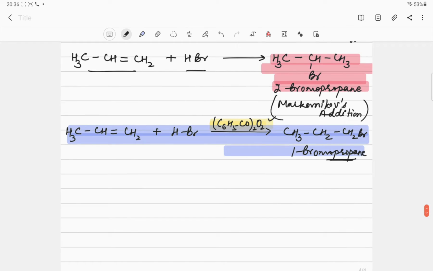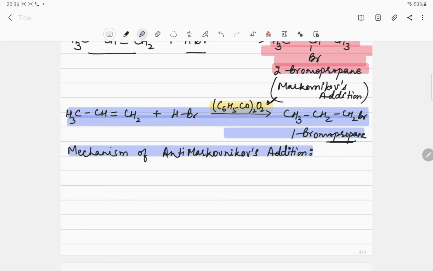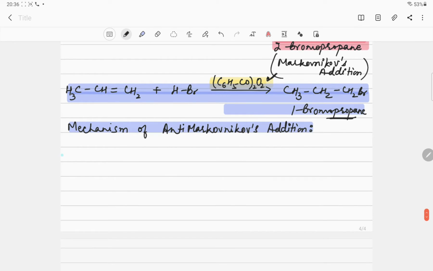Now there is a mechanism to understand why in the presence of peroxide the addition is reversed, or you can say Markovnikov's rule is not followed in the presence of peroxide. So let's start with the mechanism. Mechanism of anti-Markovnikov's addition, or peroxide effect. Now how is it? The first step here is homolytic cleavage.